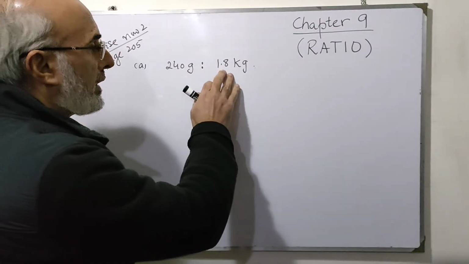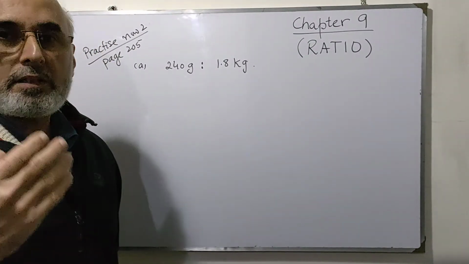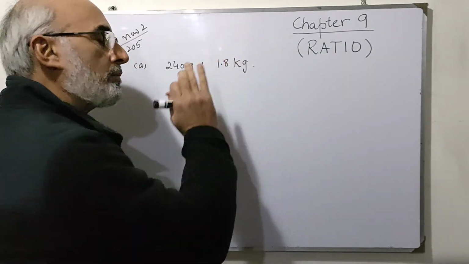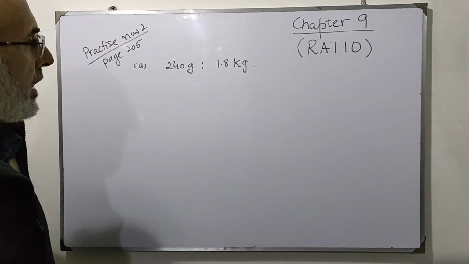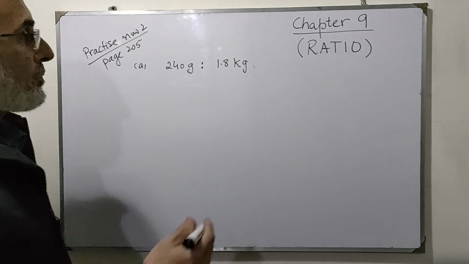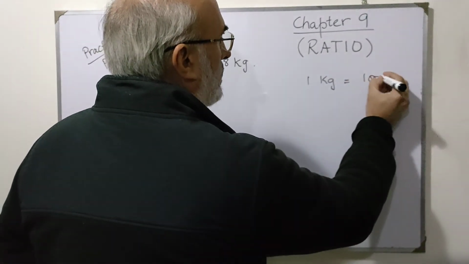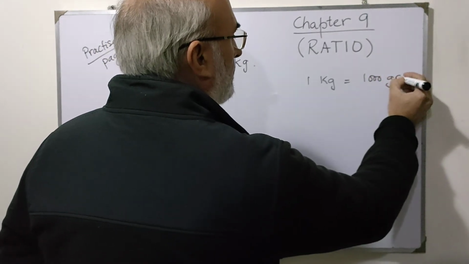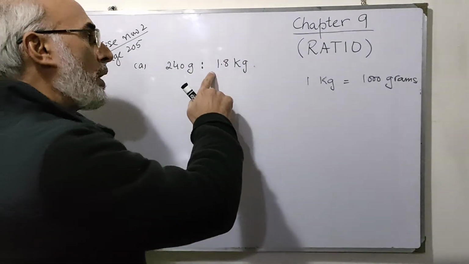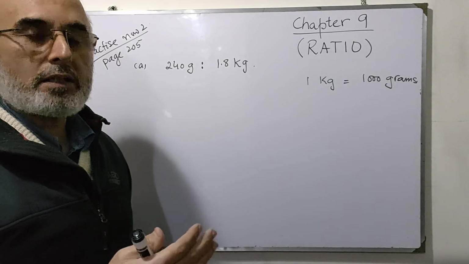But making this quantity into grams will remove the decimal, and we always feel comfortable when the decimal is not there. So convert these kilograms to grams. How are we going to do that? 1 kg is equal to 1000 grams. Okay? So it means that if it is 1.8 kg, we are going to multiply it with 1000.